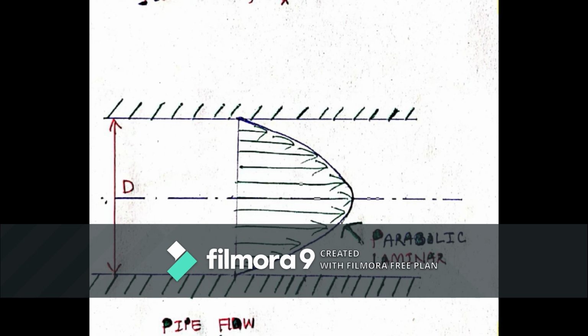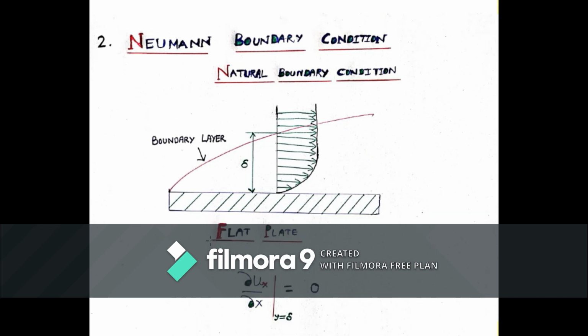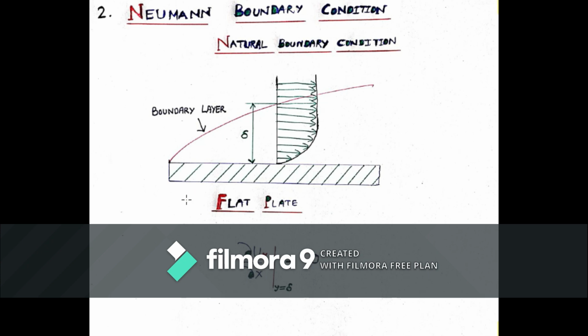For the Neumann boundary condition, we'll first take an example. Neumann boundary condition, also known as natural boundary condition. We will take an example from the flat plate. Again, here is your boundary layer. This represents your boundary layer thickness at this section.